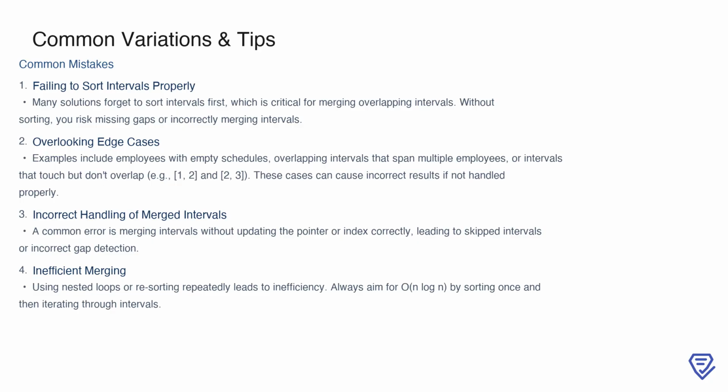If you don't update your pointer or index correctly while merging, you might skip intervals or fail to detect gaps properly. Finally, inefficiencies can creep in when merging is done with nested loops or by repeatedly sorting intervals. To achieve optimal performance, aim for an O(n log n) solution by sorting once and then iterating through the intervals in a single pass.